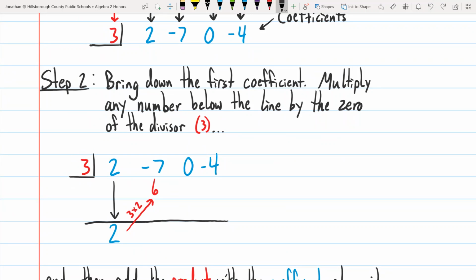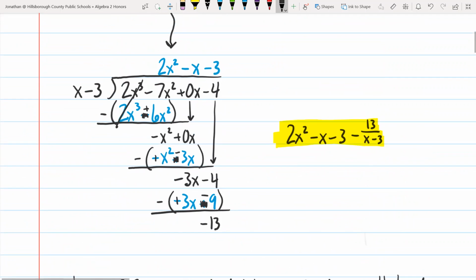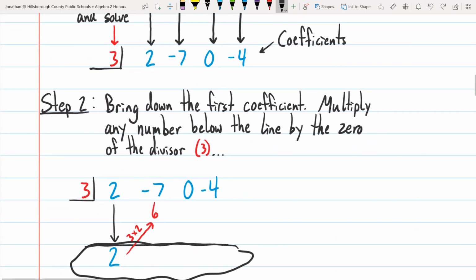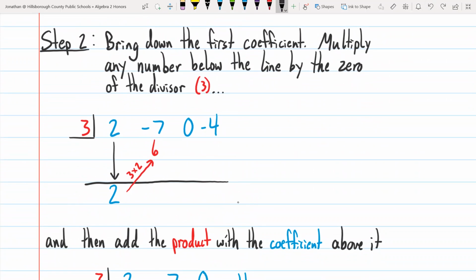We're going to multiply any number below the line by the 0 of the divisor, which is 3 in this case. It'll be different for each one. What we're going to generate down here are the coefficients of our soon-to-be answer. So if you remember, this one had 2 to begin with. It's kind of like a shortcut to generate the coefficients, which we'll then fill in a moment.